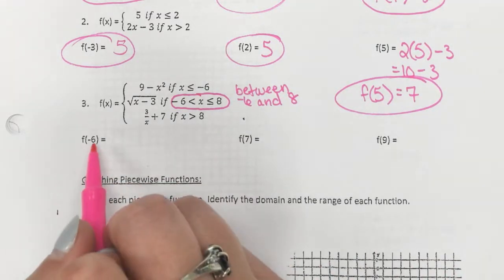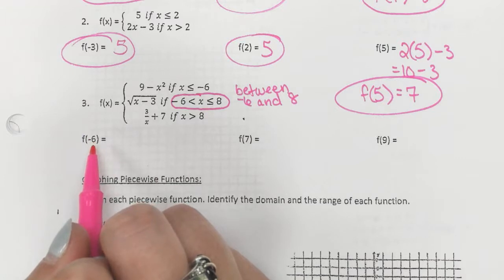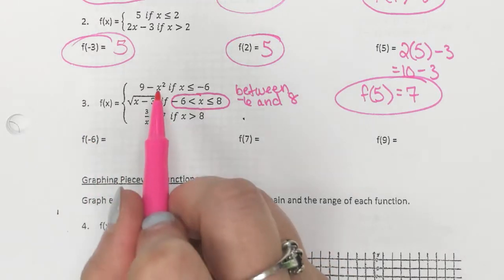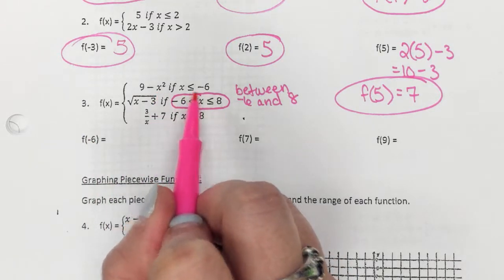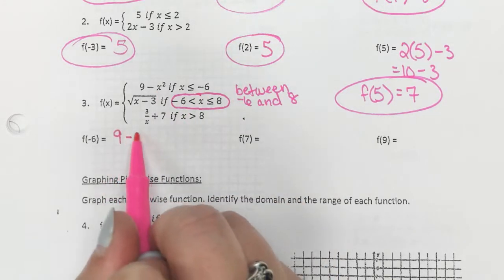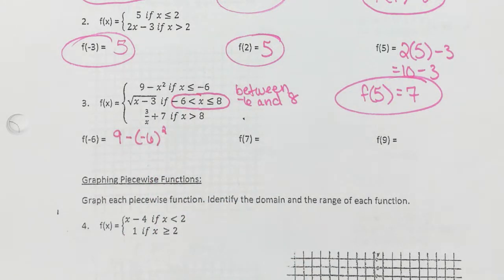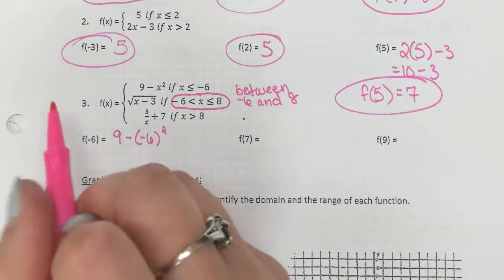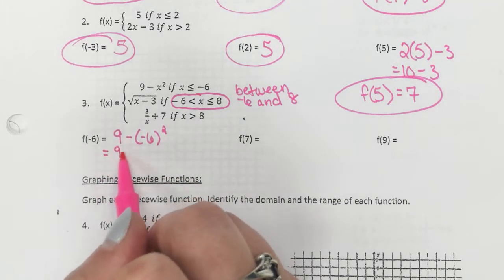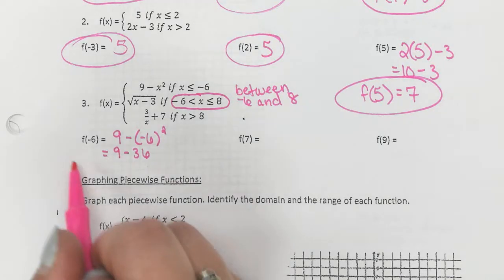Number 3, part this right here. Negative 6. Be careful. Where does the negative 6 go? The first one that's equal to negative 6. This one does not have equal. All right, here we go. So we got 9 minus negative 6 squared. Whoa, you have to square first. What is negative 6 squared? 36. So it is 9 minus 36, not 9 plus 36.